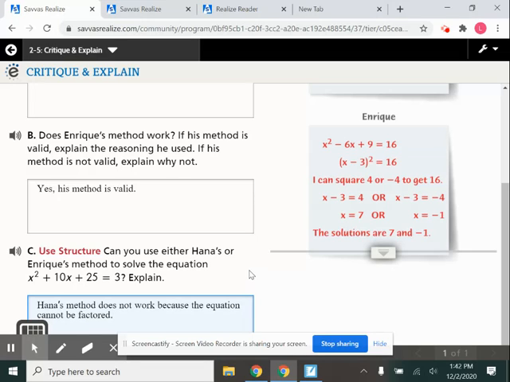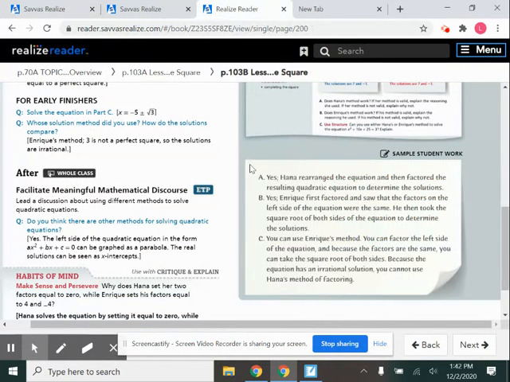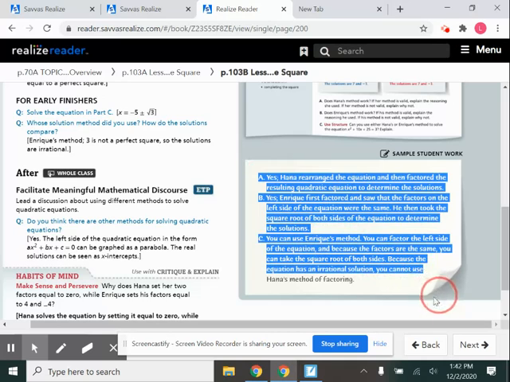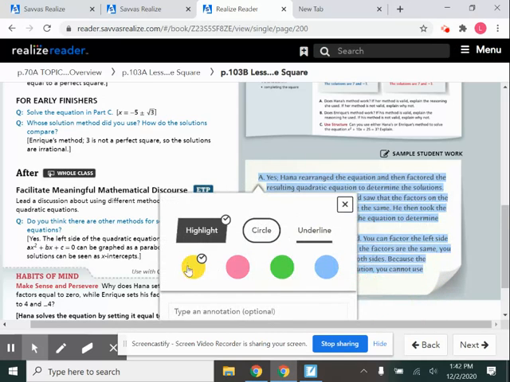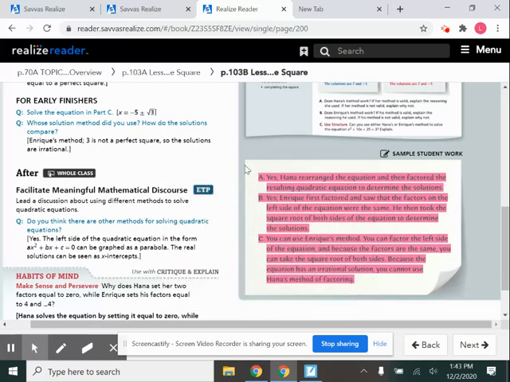And I'm just going to flip over here to the answers from the textbook. You can see if we look at everything that's here, this is basically the same thing that we said. Let's go ahead and highlight that. So yes for part A, yes for part B, those are all good. And for C, you can use Enrique's method. We can't use Hannah's method because it doesn't factor, because your solutions are irrational.